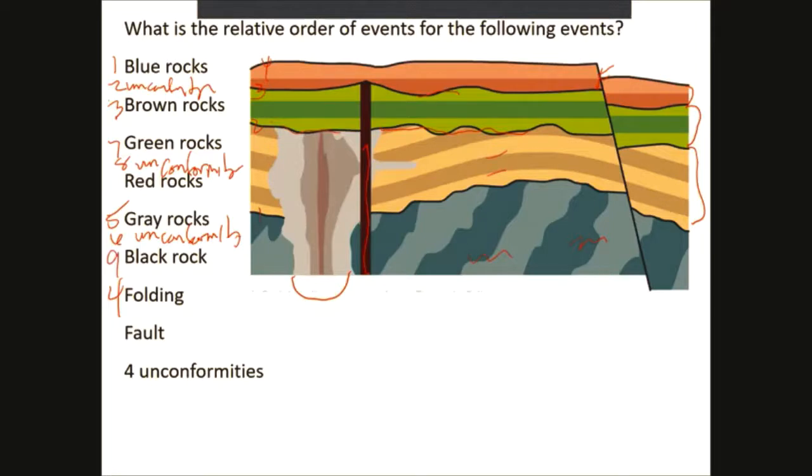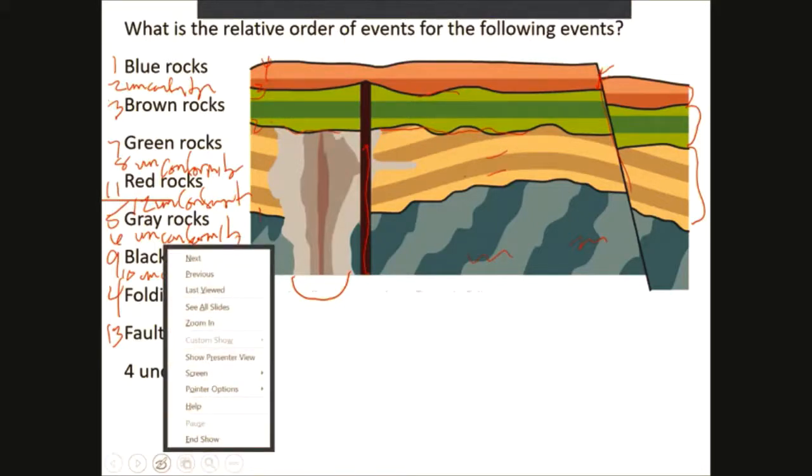And then we have the weathering and erosion, the unconformity, 10. And then the red rocks. And then the last unconformity. And then finally, we have the fault. So this works.